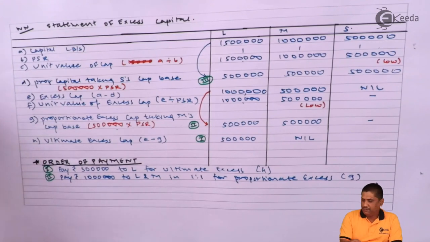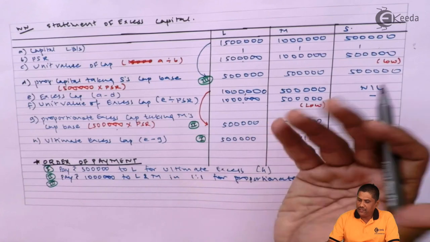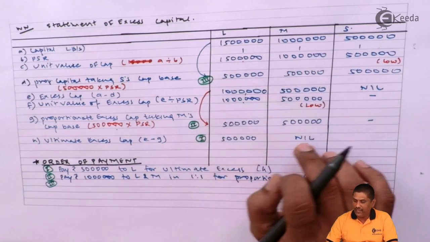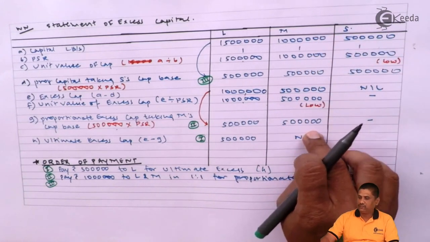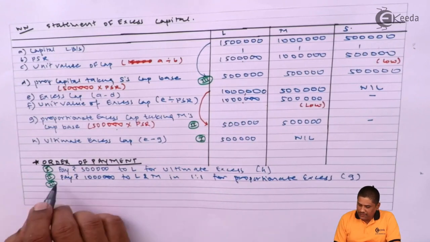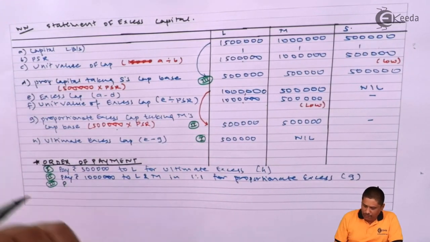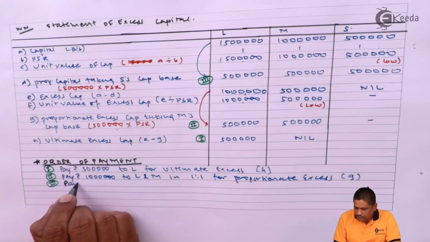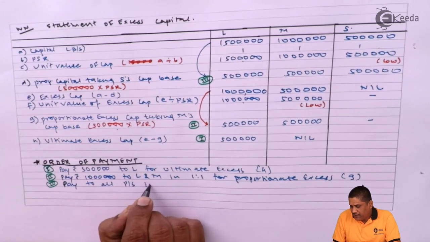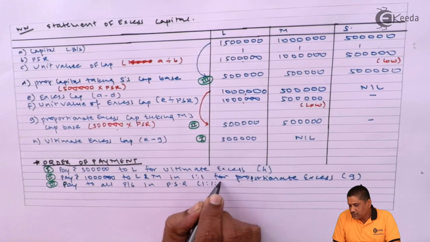And thirdly, after you complete this stage, automatically their capitals will be in PSR. Out of 15 lakhs, he has been paid 10 lakhs, so it is 5 lakhs. Out of 10 lakhs, he has been paid 5 lakhs, so it is also 5 lakhs. And he is also in 5 lakhs. So, after you complete this second stage, their capital will be in PSR. And then I will write, pay to all partners in profit sharing ratio, which is 1:1:1.